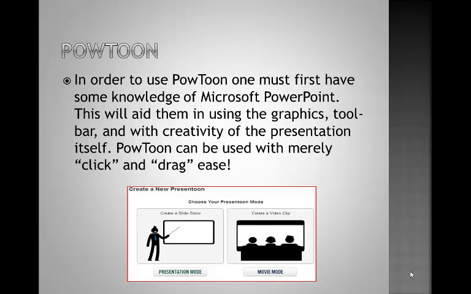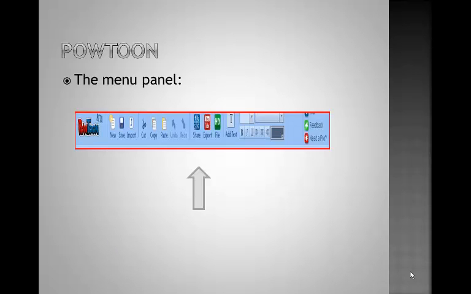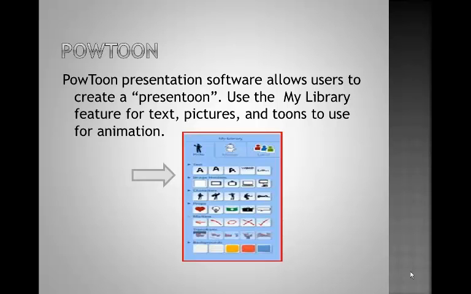Let's look at the basic features of POWTOON. The first feature is the stage. The second feature is the menu panel. The third feature is My Library. You can use this for text, pictures, and tunes to use for your animation.